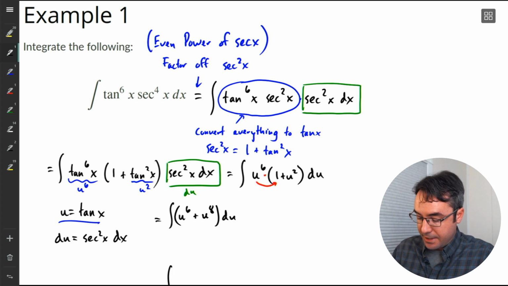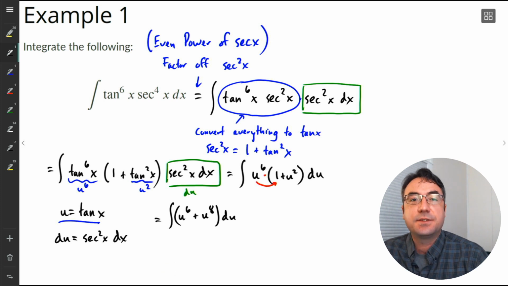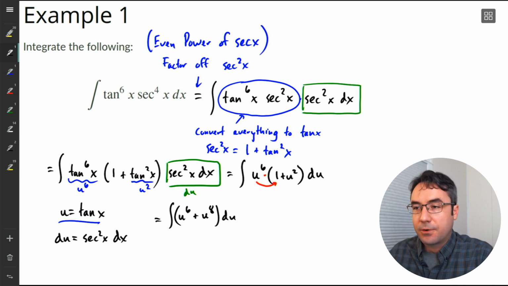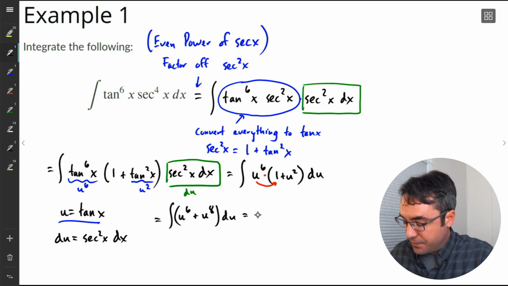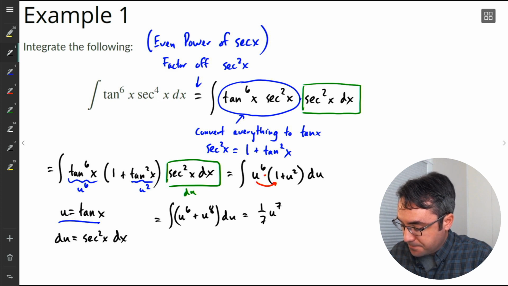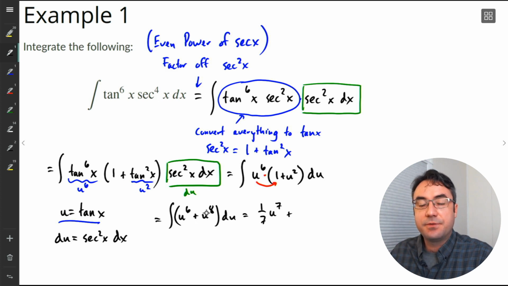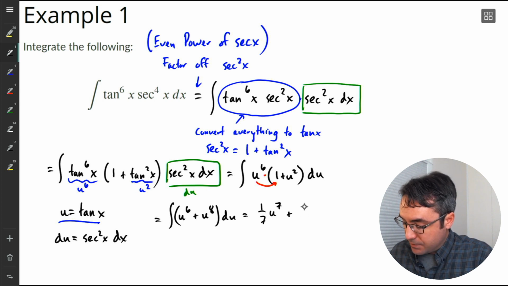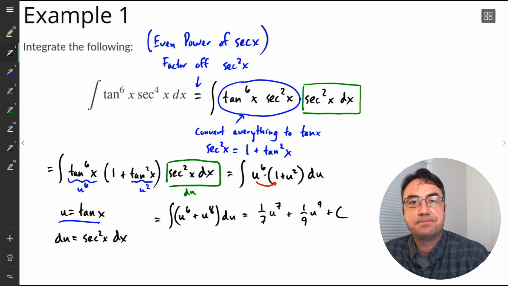And the nice thing there is everything is a power function. So now we can actually just use our power rule. So what's the antiderivative of u to the 6? Well, it's 1 over 7 u to the 7. And then what's the antiderivative of u to the 8? Well, it's 1 over 9 u to the 9. And then we put our plus c constant.